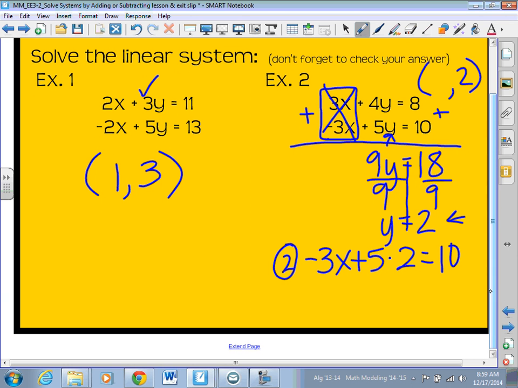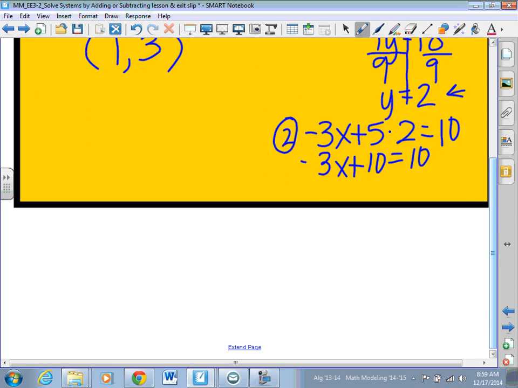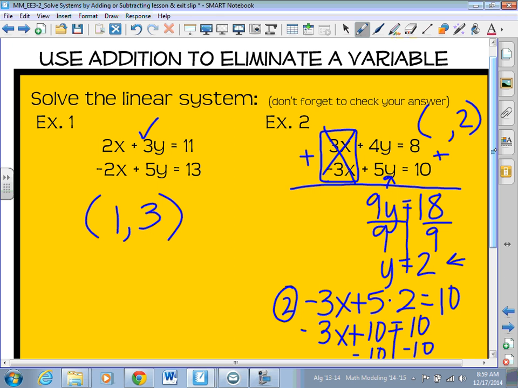So now I'm going to solve this. So negative 3x plus, well, that's 10, equals 10. I'm going to keep going. It's a two-step equation. Subtract 10, and negative 3x equals, oh, that's 0. That's okay. Remember from our last unit, we still divide. X is equal to 0. So if x is equal to 0, that means up here my answer, my solution is 0, 2. That's where they intersect. So this was adding.